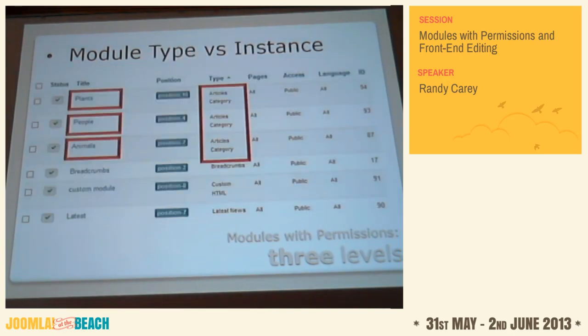That's one way of using permissions on modules. Another way is by type and by title, or actually by instance. So we have three modules here, all of the same type but three different instances, and these can be different. They can have different positions, be assigned to different pages, have different access levels, and be assigned to different languages. So these are different from that.